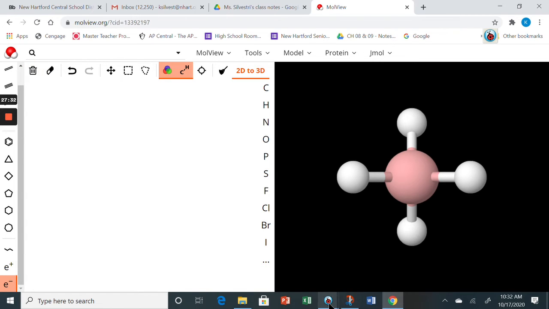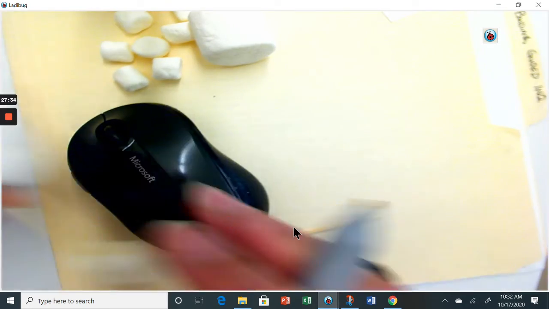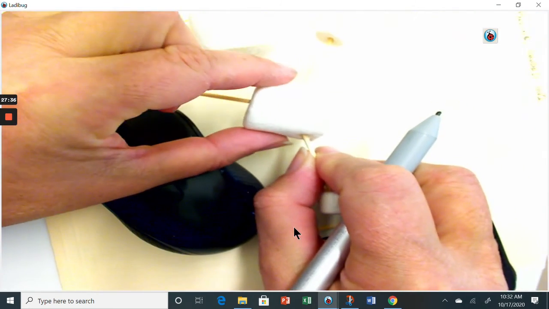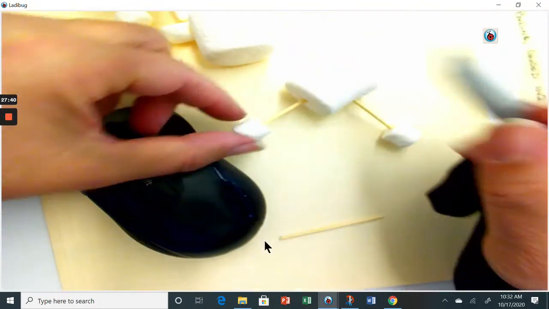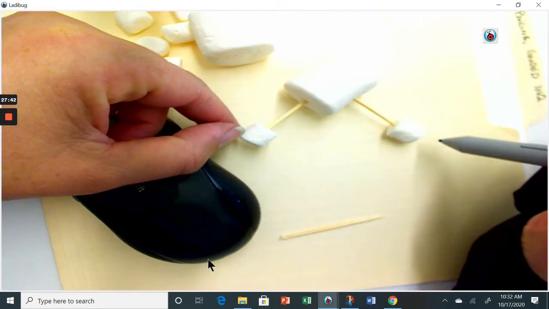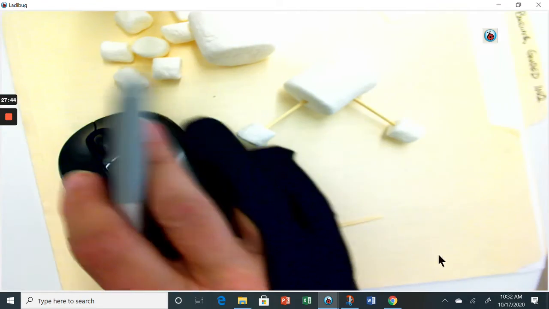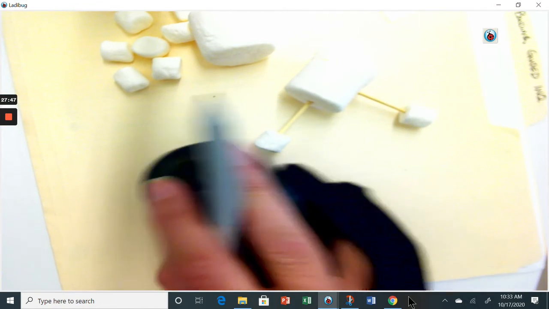Let's look at it through our little model. Here's our molecule. We're taking 1 bond off. Boop. Gone. Now what do I have left? I go this way. So we talk about it as being bent.